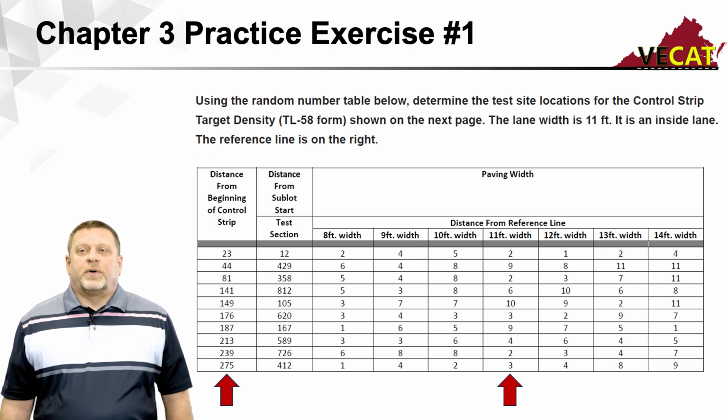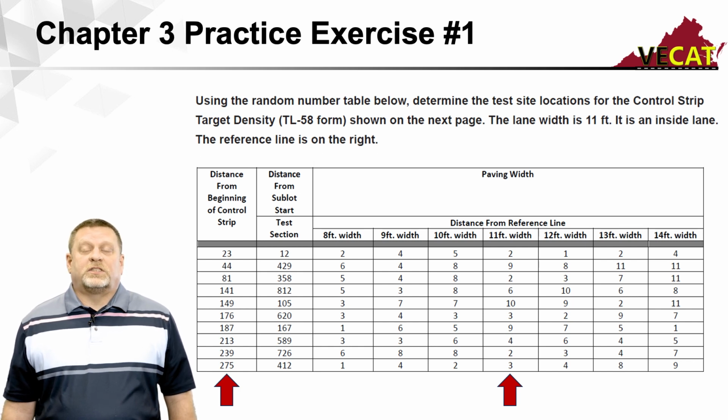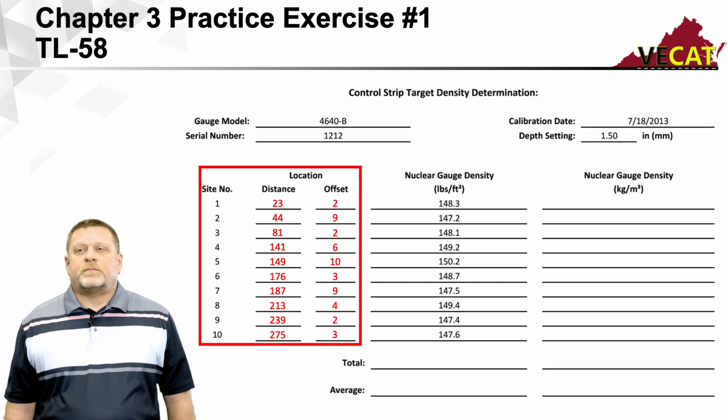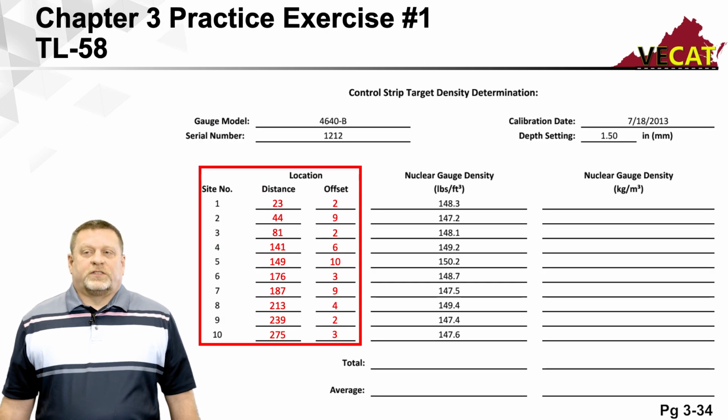Also, the statement up top tells us that this is 11-foot wide pavement, and therefore you can see that you come over to the different distance from your reference line and to 11 feet, and this will be the offsets that we're using for each test location. First thing you do is transfer those locations to your TL58 form. That's actually important to do for your exam time.